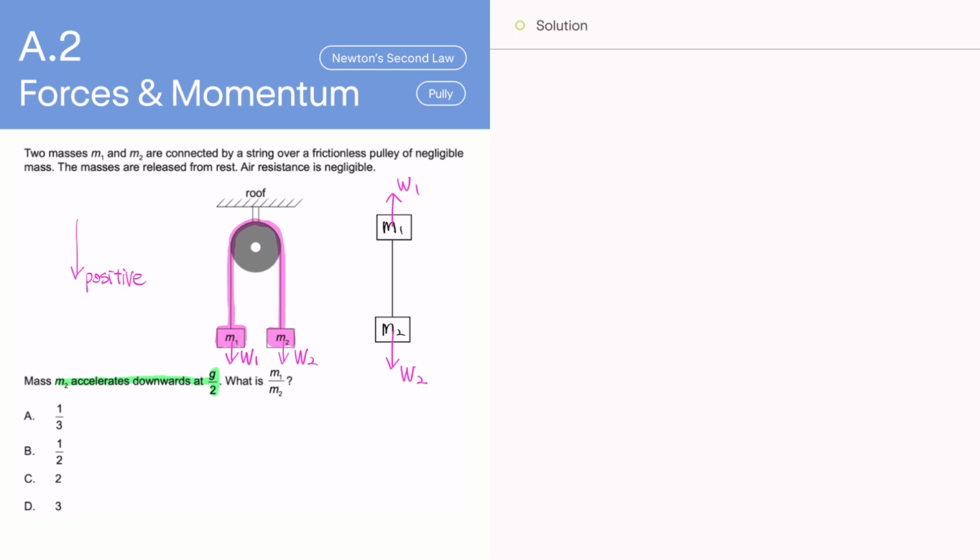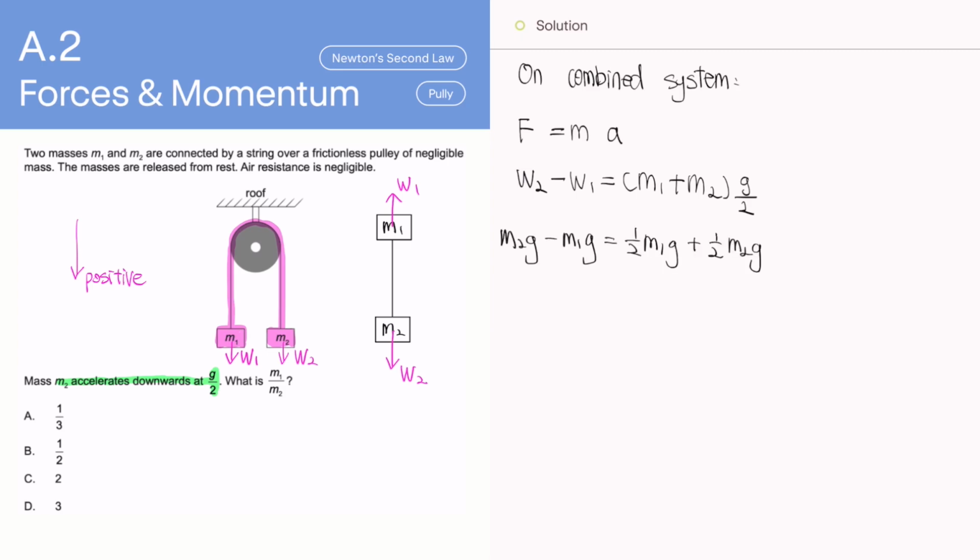Now let's walk through the solution. Apply Newton's second law and put down the basic equation F equals ma. In this problem, the resultant force on the whole thing is W2 minus W1. And this makes the total mass of M1 plus M2 accelerate at g/2. Expand W1 and W2, do the algebra, and we get the ratio 1/3. The answer is A.